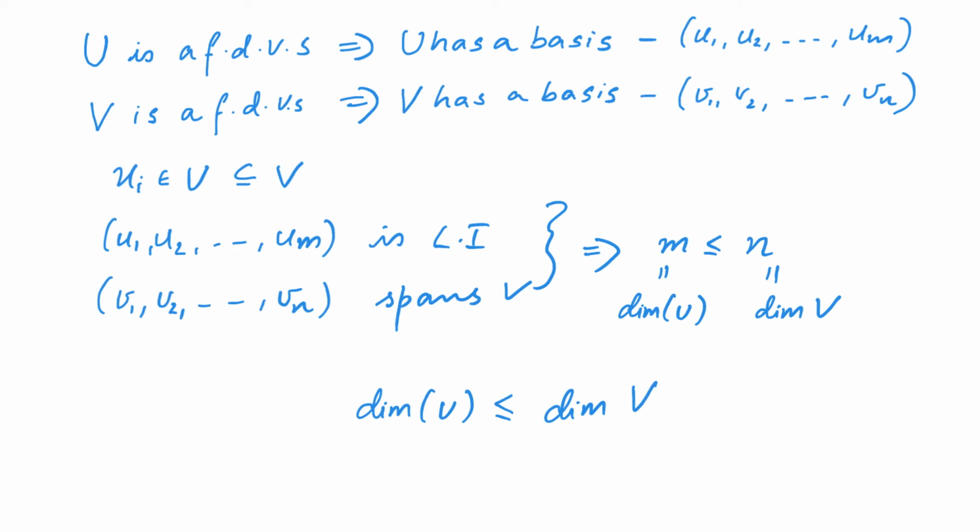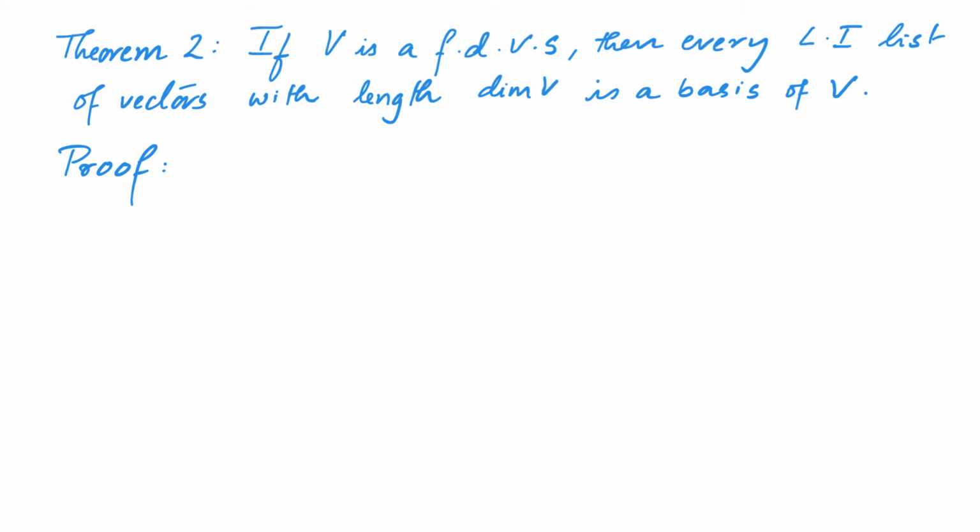Therefore, every linearly independent list of vectors should have length less than or equal to the dimension of the space. Moreover, it can be shown that whenever the length of a linearly independent list of vectors is equal to the dimension, then it indeed is a basis. Let us look at a proof of this theorem next. More precisely, we have the theorem that if V is a finite dimensional vector space, then every linearly independent list of vectors with length dimension V is a basis of V. Let us look at a proof of this fact.